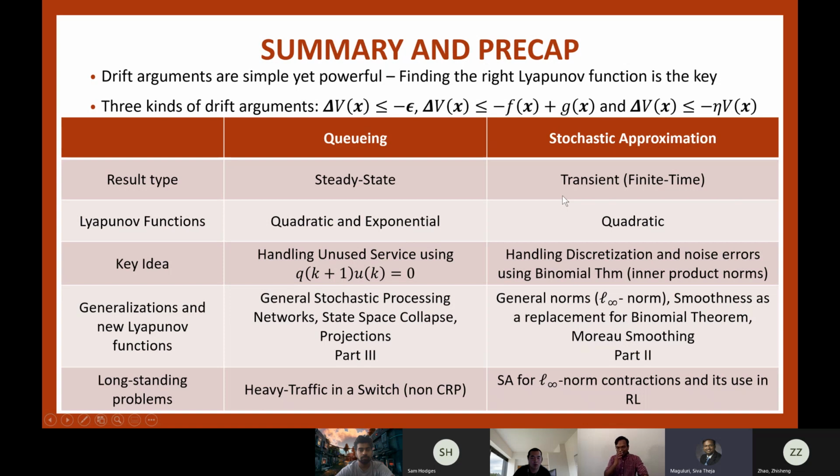And in the context of stochastic approximation, the L infinity norm has been fairly challenging for a long time. And by Moreau smoothing, we were able to understand that. And that immediately gave us a lot of results in the context of reinforcement learning. So the last 2 rows of this table are yet to come in the remaining 2 parts.